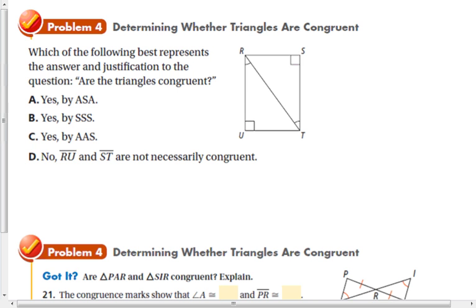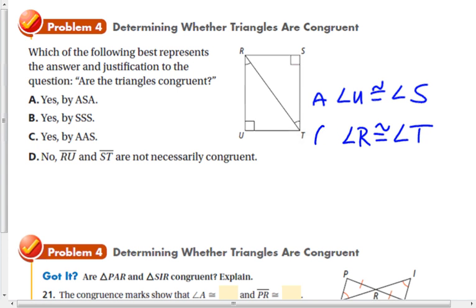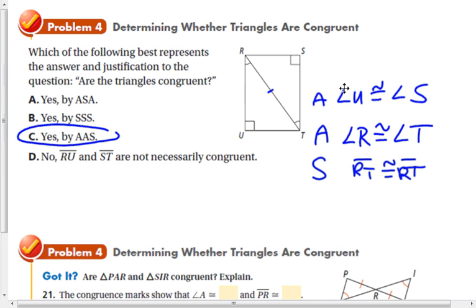All right, determining whether triangles are congruent. Which of the following best represents the answer and justification to the question, are the triangles congruent? Okay, so we see that angle U and angle S are both right angles, so angle U is congruent to angle S. So we got one angle. We got angle R is congruent to angle T, and that's just a given. So we got another angle. And then if you look at the picture, we have that RT is congruent to RT, and that's by the reflexive property. So that's a non-included side. So we're going to say yes by angle-angle-side. All right, you try that.